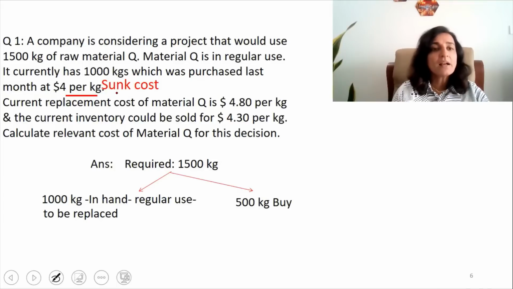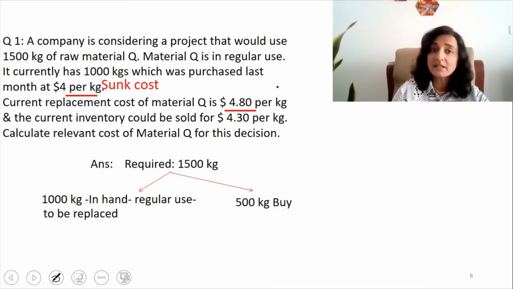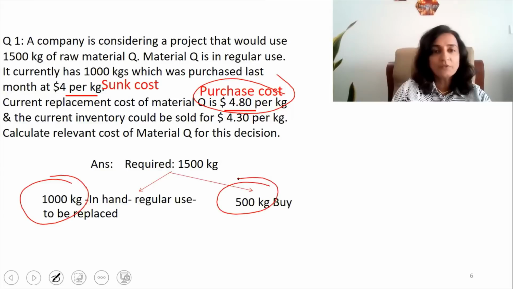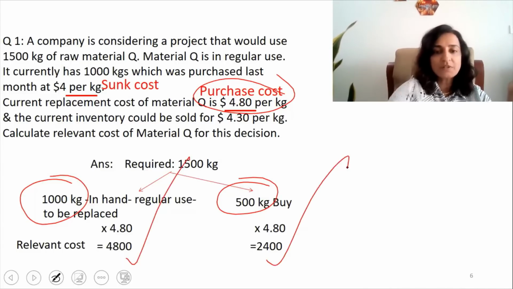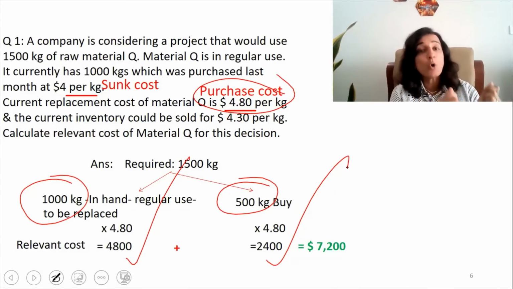Completely ignore. Current replacement cost of material Q is $4.8 per kg. Replacement cost, what do you mean by replacement cost? I told you replacement cost is nothing but the purchase cost. So we are going to multiply 1500 with 4.8. We get the total amount as 4,800 and 2,400, which means that the total relevant cost is 4,800 plus 2,400, which gives you 7,200. This amount is your relevant cost because that is the cash outflow.